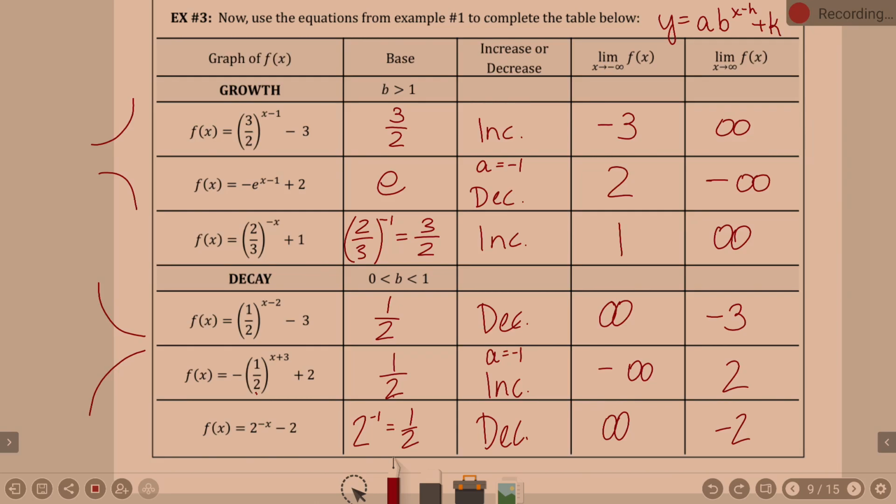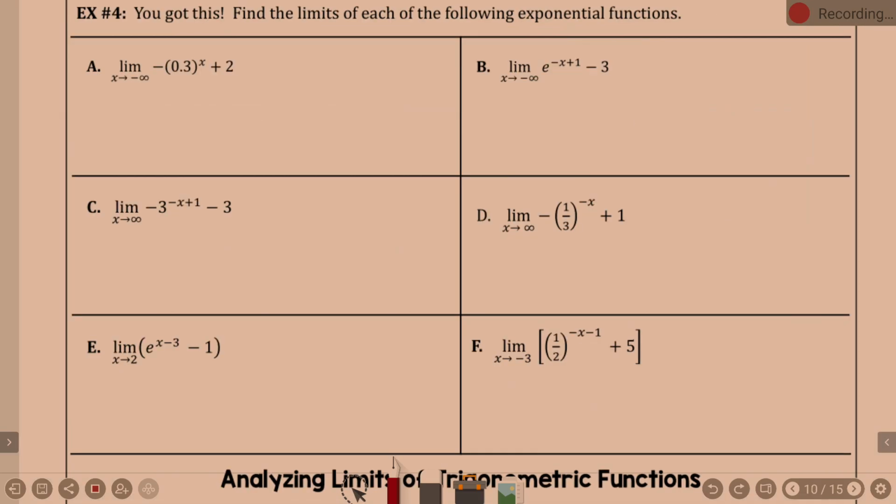Okay. Now, that you're kind of doing, I didn't see anyone flipping back, so I think you kind of had the idea of what we're doing. So now we're going to find some limits. There's no graph. Okay, we're using our brains for the graph. There's no calculator. Okay, our brains are the calculator. They're going to graph it. Oh, goodness. You got this. Find the limits of each of the following exponential functions. Limits.